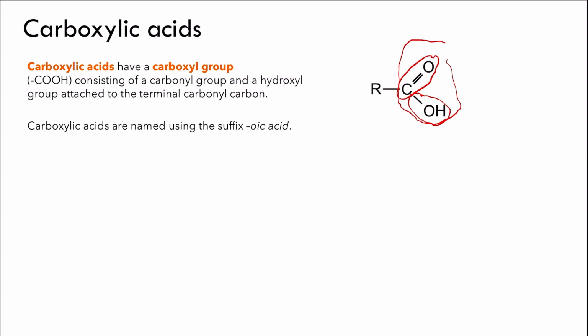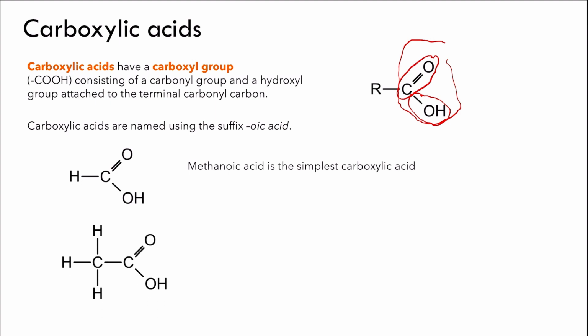The carboxylic acids are named by using the suffix oic acid. So you count how many carbon atoms there are in the compound, including the carbon of the carboxyl group, and then you use the prefix which refers to the number of carbon atoms. Use the alkane name, remove the letter E from the end of the name, and replace it with oic acid. So the simplest carboxylic acid is methanoic acid. This is the one with one carbon atom, so it's called methanoic acid. And if we have two carbon atoms, it's going to be called ethanoic acid.